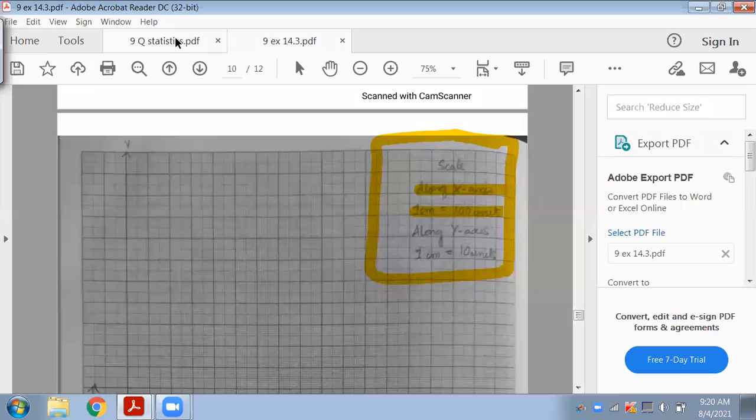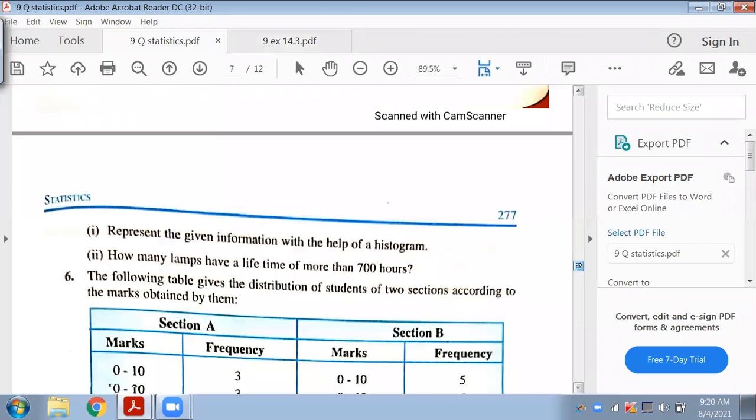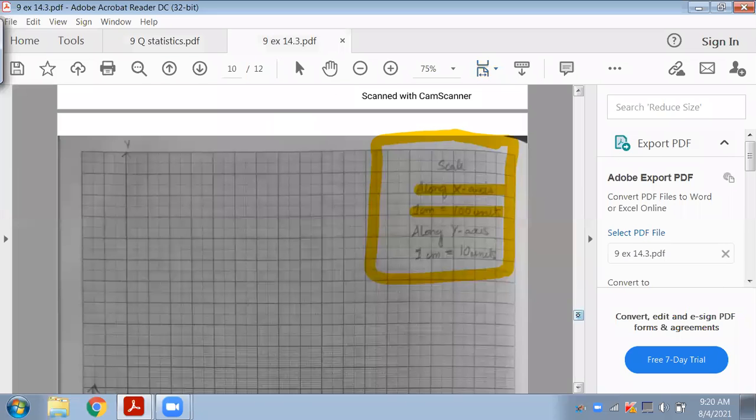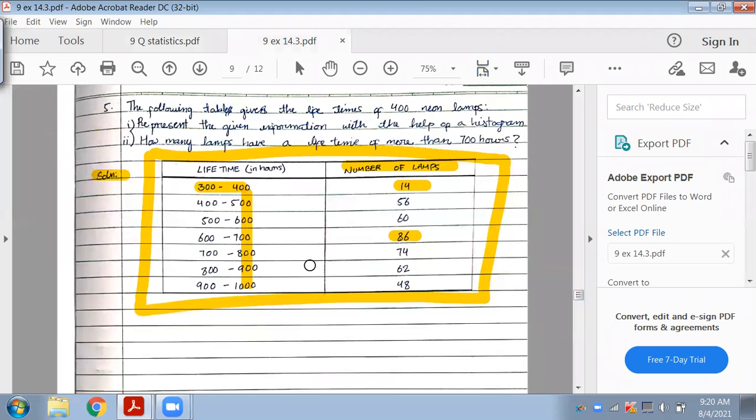Okay, fine. So let's move to the next question. Okay, before that, there is one more question. How many lamps have a lifetime of more than 700 hours? So you have to tell how many lamps have a lifetime of more than 700 hours. Now for that, let's see the table, let's see the class interval.